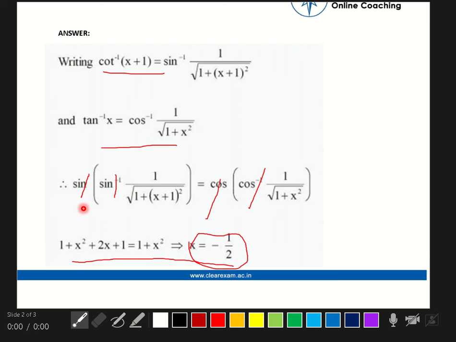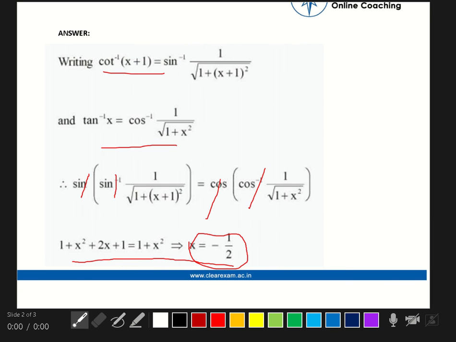Now, by putting the values, we get sin of sin⁻¹(1/√(1+(x+1)²)) equals cos of cos⁻¹(1/√(1+x²)). Now sin and sin⁻¹ will cancel together, and the same for cos and cos⁻¹. We will get a simple quadratic equation. Now by solving this equation, we will get x equals 1 minus 1 by 2. This is a very simple question, you can do it.